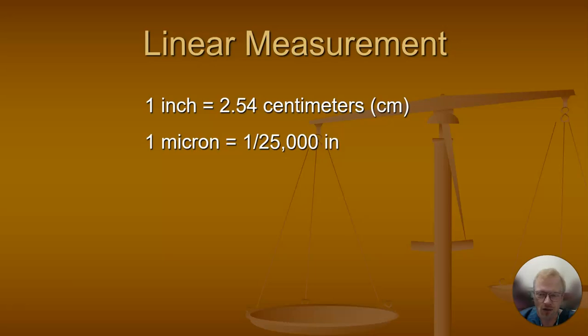A micron is 1/25,000th of an inch. And a meter is about 39.37 inches. So if you've ever heard of a yardstick, yardsticks are 36 inches. So a meter is a little bit longer than a yard.